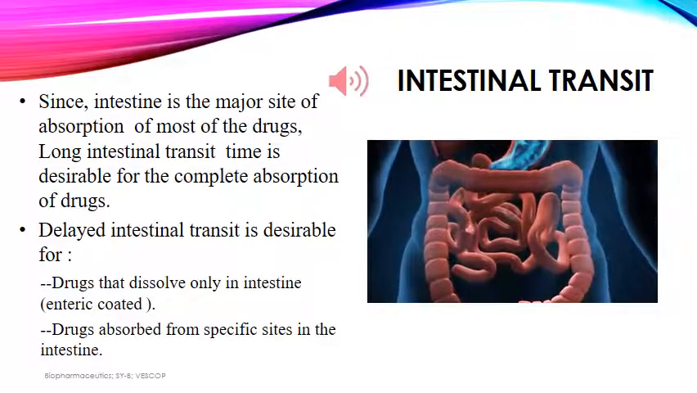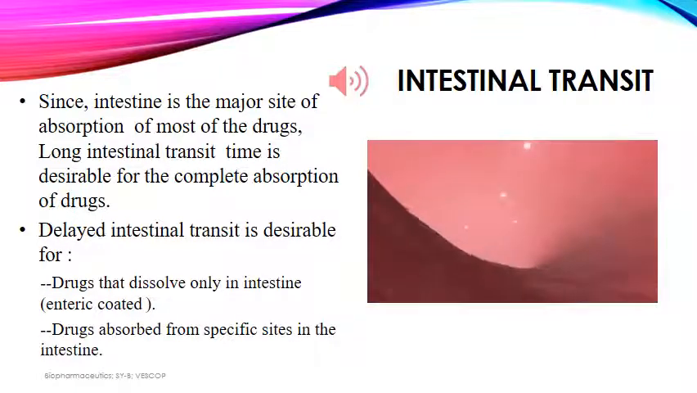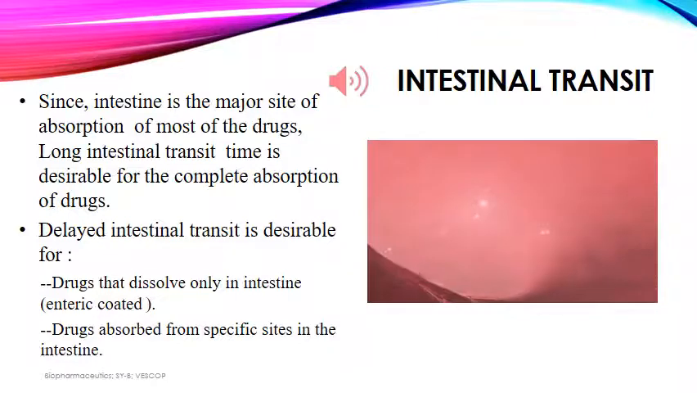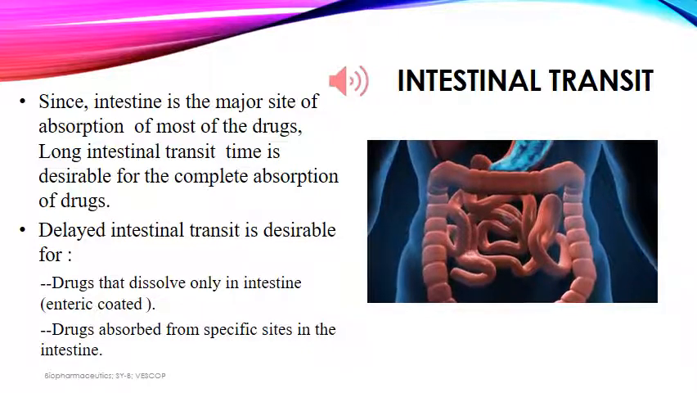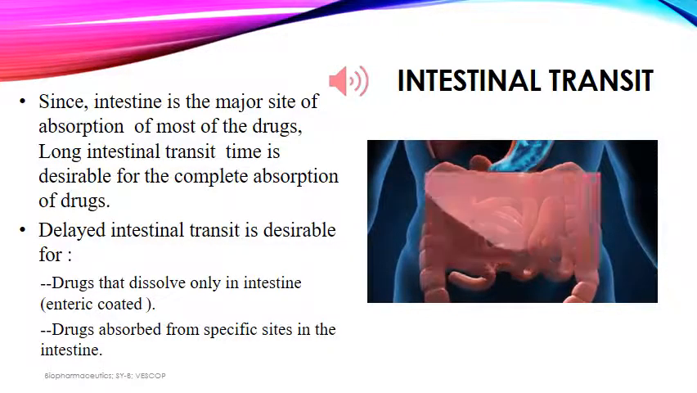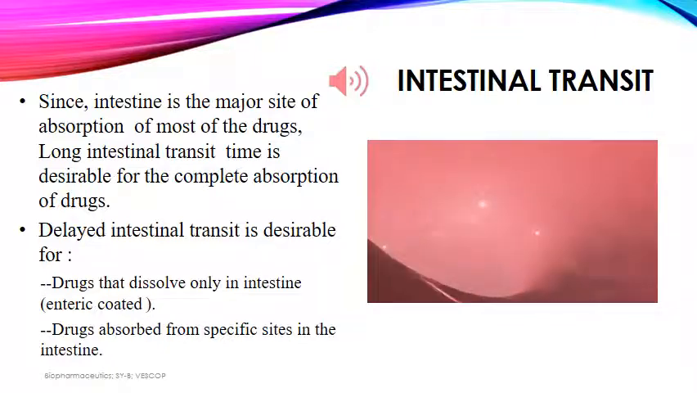Now, a similar factor is intestinal transit. Small intestine is the major site for absorption of the majority of drugs. Therefore, long intestinal transit time is required for better absorption of these drugs. So, for drugs which dissolve only in the intestine, like the enteric coated formulations, or the drugs which penetrate the intestinal mucosa very slowly, for example, acyclovir, or if we talk about the sustained release products, in these cases, delayed intestinal transit is desirable.